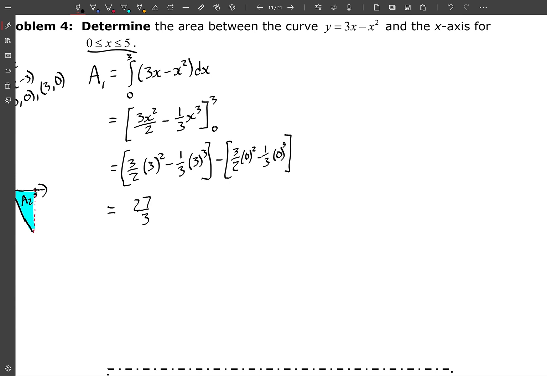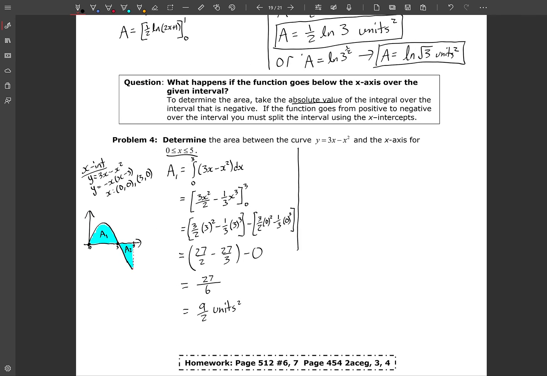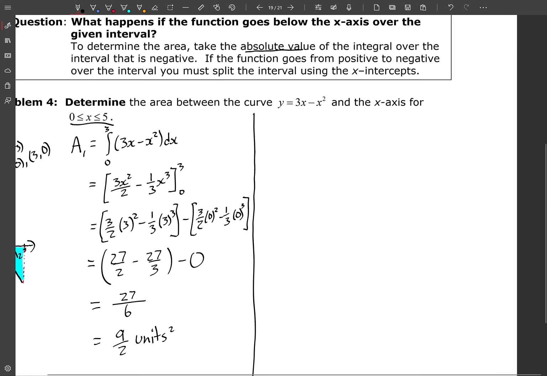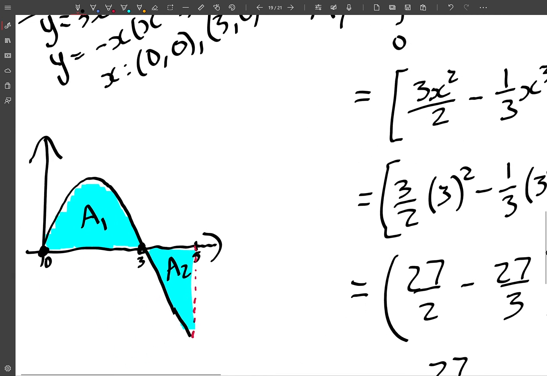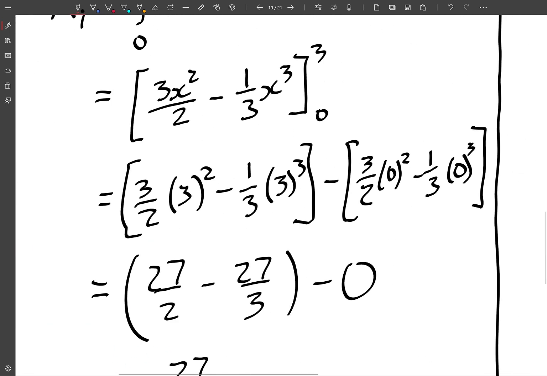This is 27 over 2 minus 27 over 3 minus 0. So what we get is we just get this as a fraction over 6. Again, I'll let you guys take care of that, but that's 27 over 6, or 9/2 units squared. All right, so that's our A1. Now we're going to need to do our A2. A2 is going to be the integral from 3 to 5. So A1 was only up to 3, A2 is up to 5, from 3 to 5.